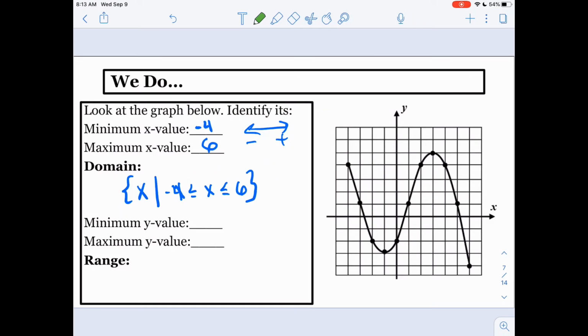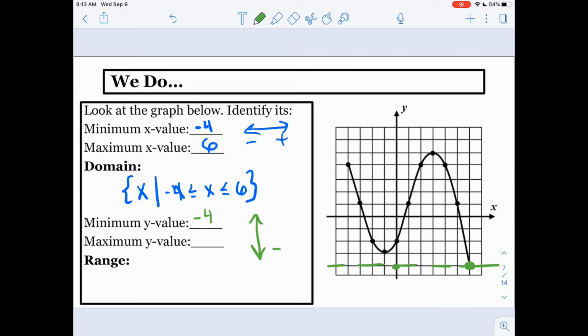Well, our minimum y value should be the lowest point because the y-axis runs vertically. So our minimum point is this one right here, and it has a y value of -4. So we say our minimum is -4.